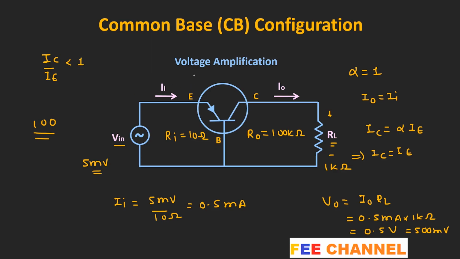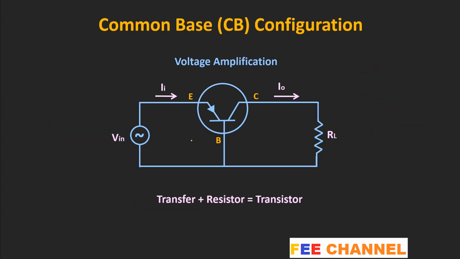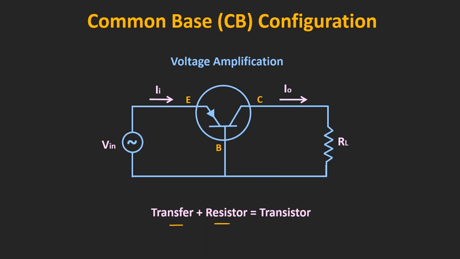But if you see the current gain, that is the ratio of this collector current to the emitter current, then it is less than 1. That means the current gain for this common base configuration is less than 1, but it provides the voltage gain. And typically, the voltage gain in this configuration varies from 50 to 300. Now, one more thing if you notice over here, the same current is transferred from the input side towards the output side. That means there is a transfer of current from the low resistance circuit to the high resistance, and that is why the BJT was named as a transistor.